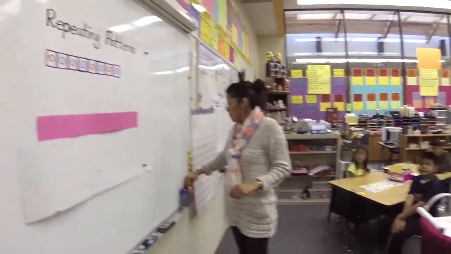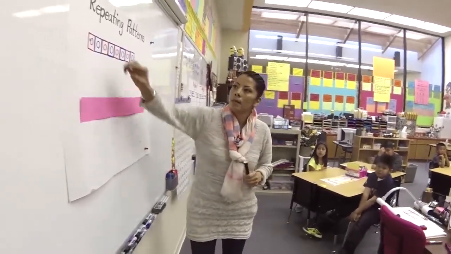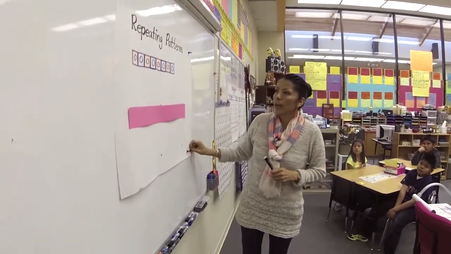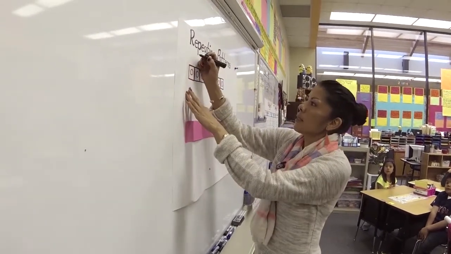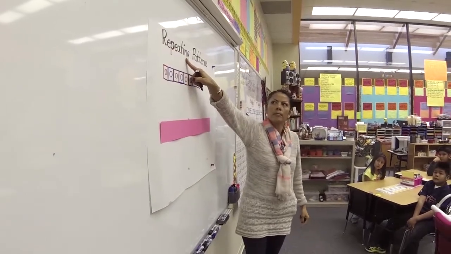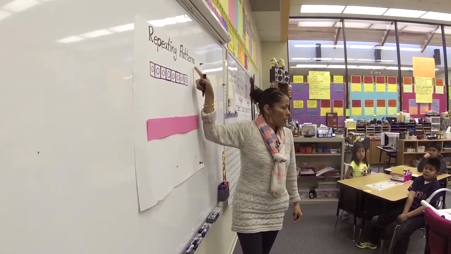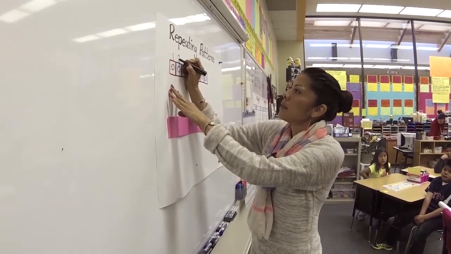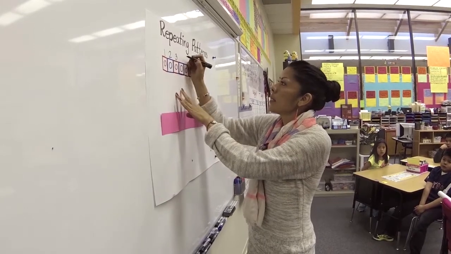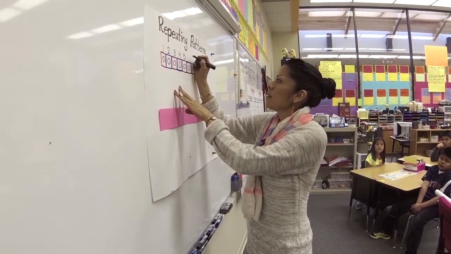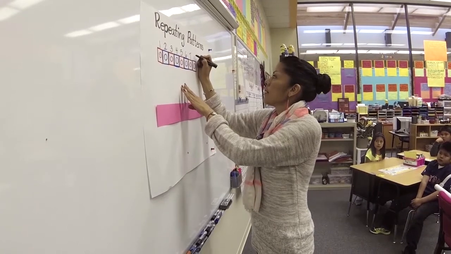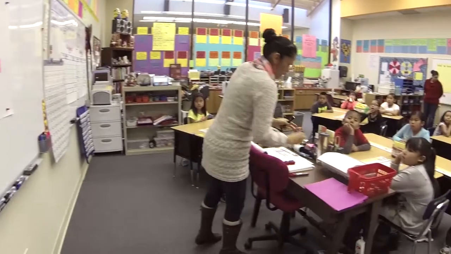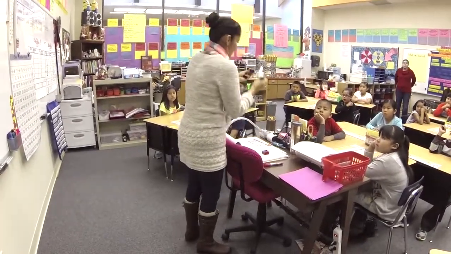So I drew up here on the board our train, right? Here's our train, and I'm going to do something to it. What does it say at the top, first of all? Repeating patterns. We're repeating patterns today. So this is my 1, 2, 3, 4, 5, 6, 7, and 8. So that's what I created over here.